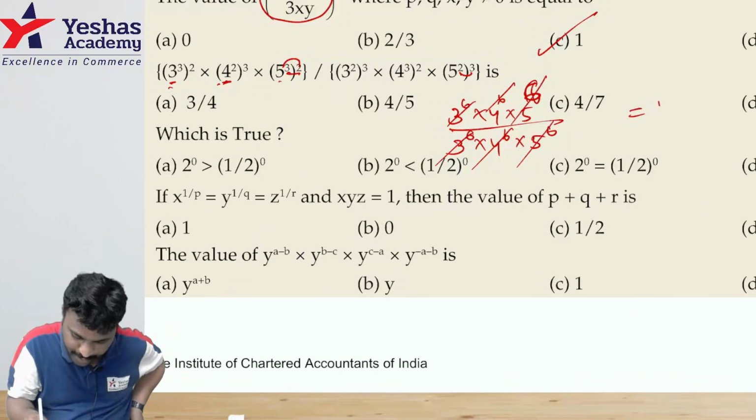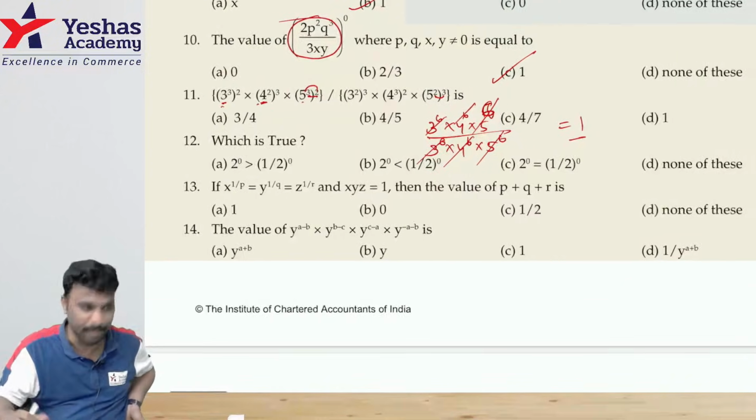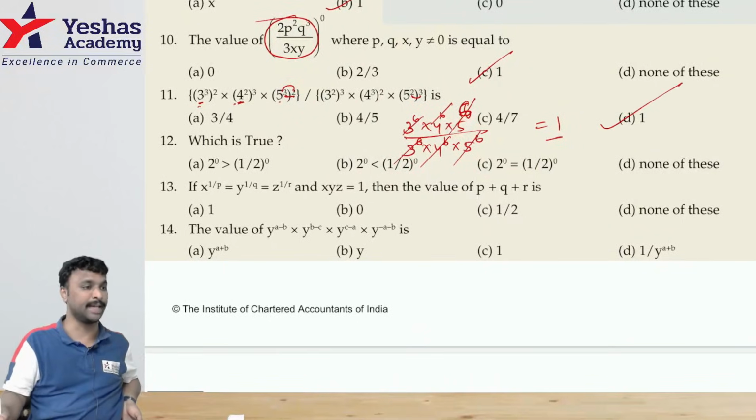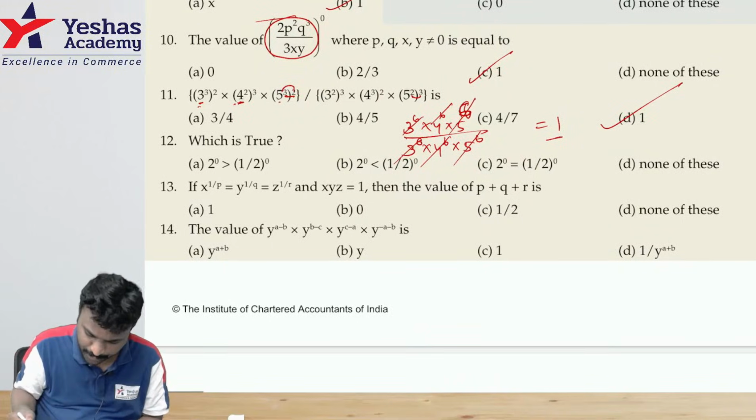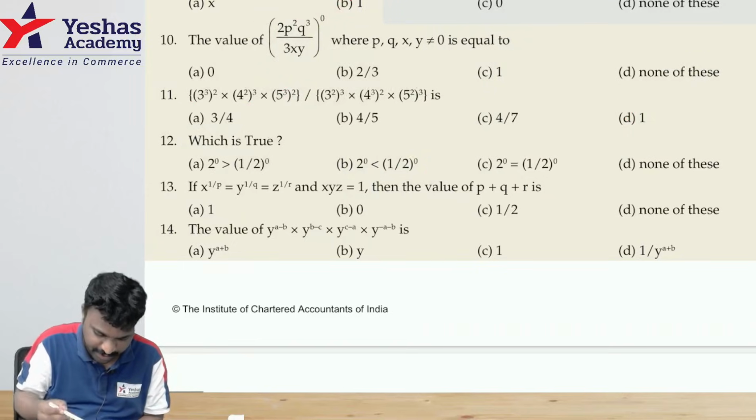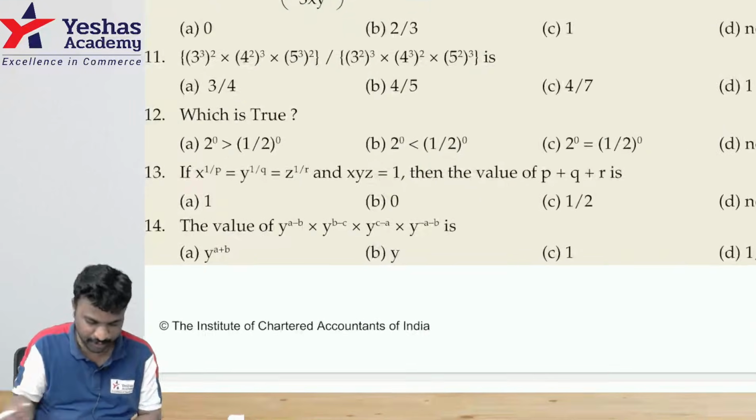They get cancelled. You get the result as 1, isn't it? Option D is the right answer. It's 1. Guys, moving on to the next question, which is true. What is true? We have to find out.